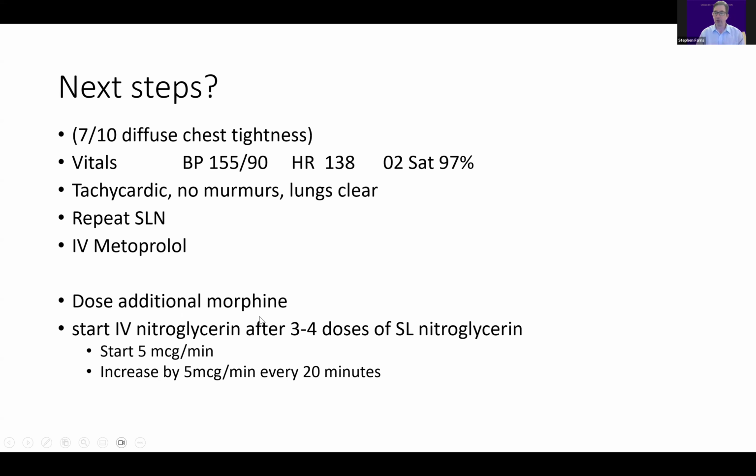IV nitroglycerin is not special. It just is titratable and you can go high on it, okay? Sublingual nitroglycerin are actually big doses of nitro. You can give nitro paste. It's not really adjustable. So that's really the only benefit of IV nitroglycerin is that you can go up rapidly, okay? Sublingual nitroglycerin are big doses, and so you can go up. And really, you titrate up to chest pain and blood pressure. Okay. Often limited by headache. Okay.